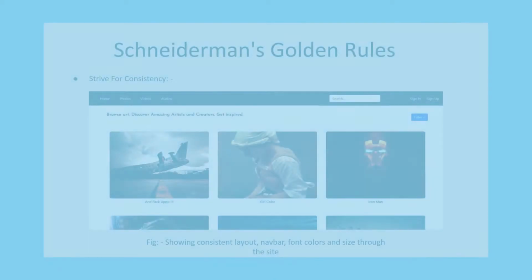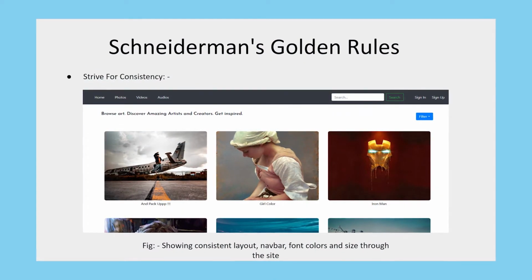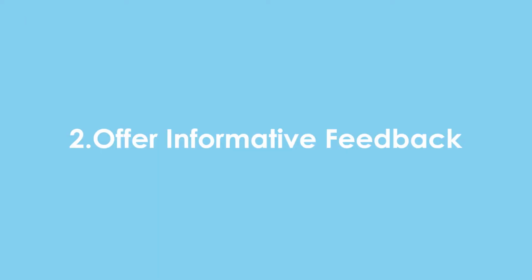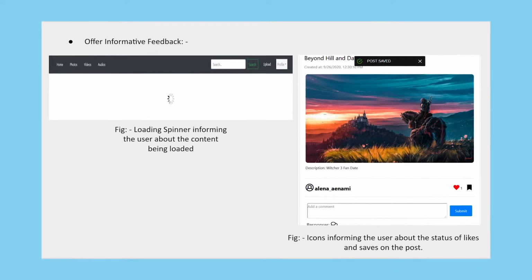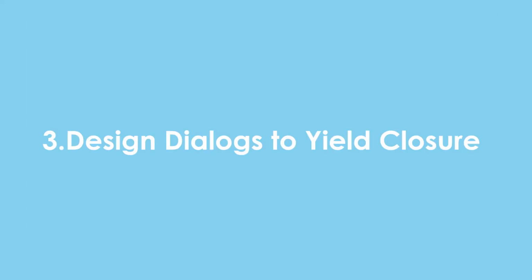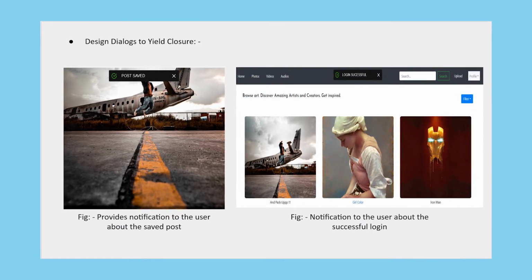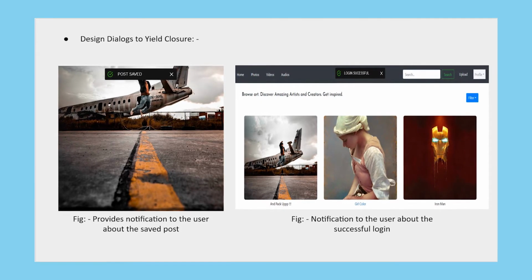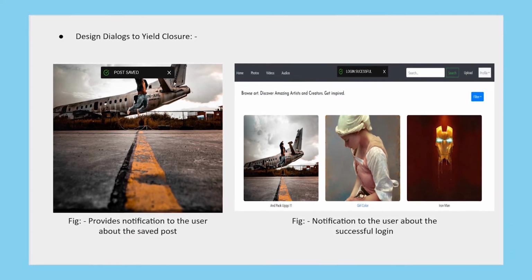To maintain consistency, our system has similar screen layout, typefaces, fonts, colors, and menu hierarchies. To offer informative feedback, we have used navigational feedback, animation, and alerts to inform the user about the action performed. For designing dialogues to yield closure, our system indicates the start, process, and end of the action through pop-up menus, loading spinner, and push notifications.